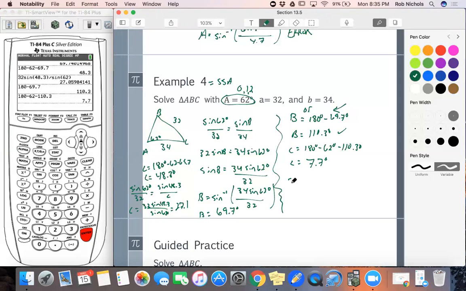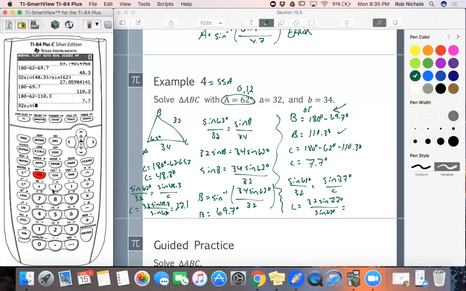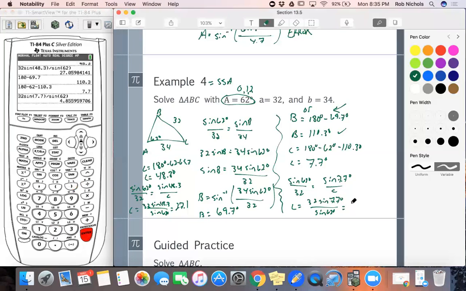All right, let's set up my ratio. I have the sine of 62 degrees over 32 equals the sine of 7.7 degrees over C. Solving, we have C equals 32 times the sine of 7.7 degrees over the sine of 62 degrees. So 32 times the sine of 7.7 divided by the sine of 62, and we get 4.9. Yep, everything turned out to be hunky-dory. So there is another valid solution. This one has two different answers.